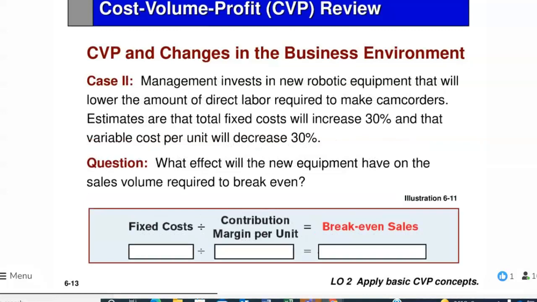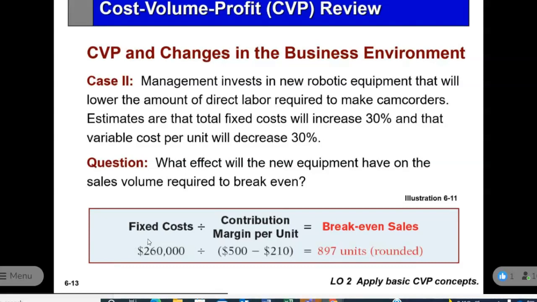All right, case 2. Management invests in new robotic equipment that will lower the amount of direct labor required to make the camcorders. Estimates are that total fixed costs will increase 30%. So they were 200,000 before. And the variable unit costs will decrease 30%. The variable was 300. So now you have to come up with the new fixed, the new variable, and the new contribution margin. The selling price remains the same here.